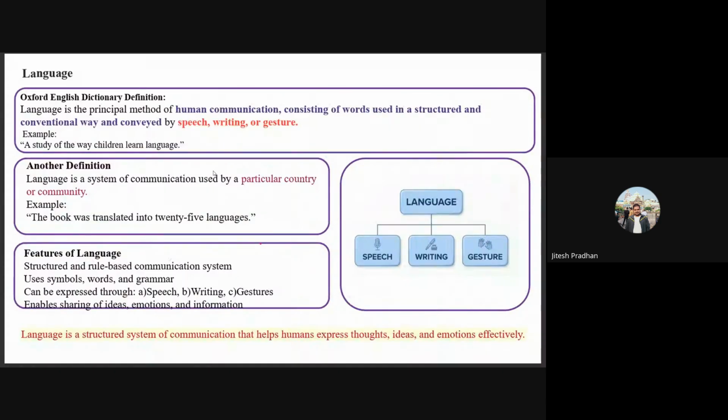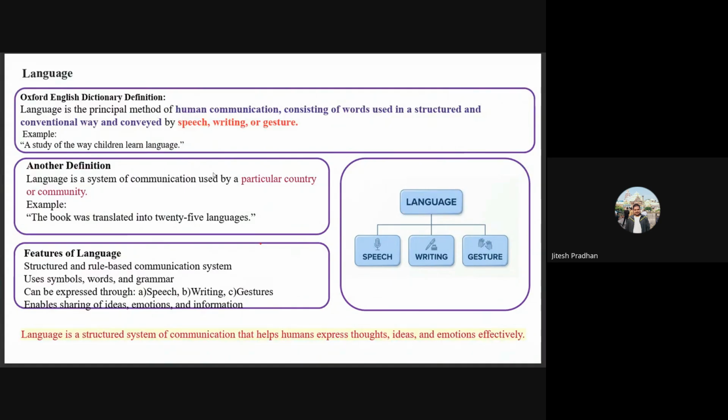In NLP, these two, speech and writing, will be handled. Writing is an example of text, so NLP in text will be one portion, and speech is the other. Speech we can analyze directly, that is, whatever I am saying, the conversion of my voice to text falls under the speech category. Another definition is that language is a system of communication used by a particular country or community. These are common definitions of language.